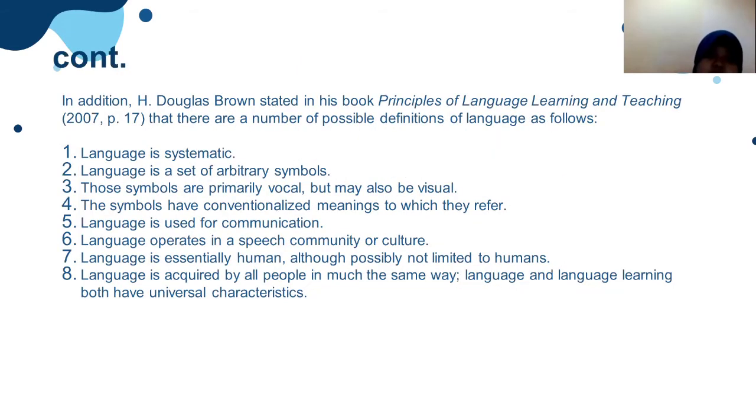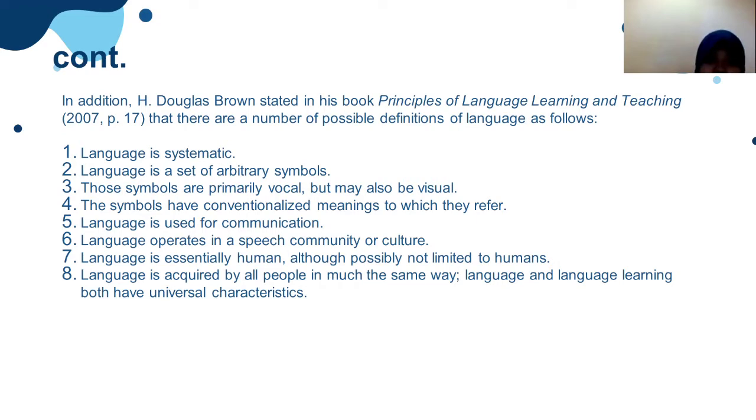In addition, H. Douglas Brown stated in his book Principles of Language Learning and Teaching that there are a number of possible definitions of language, as follows. First, language is systematic. Second, language is a set of arbitrary symbols. Third, those symbols are primarily vocal but may also be visual. Fourth, the symbols have conventionalized meanings to which they refer. Five, language is used for communication.